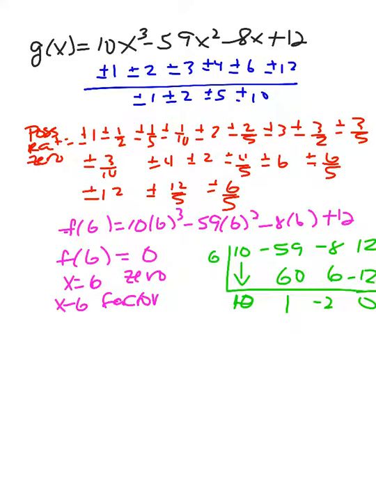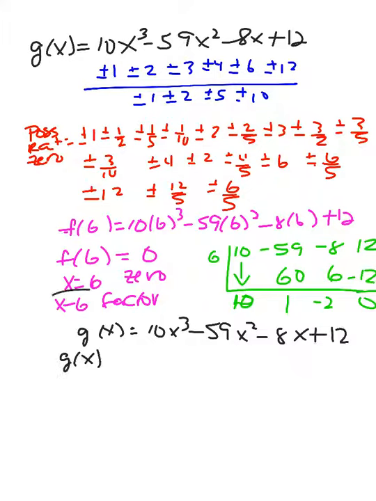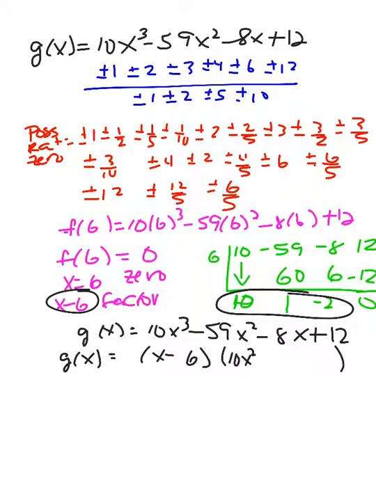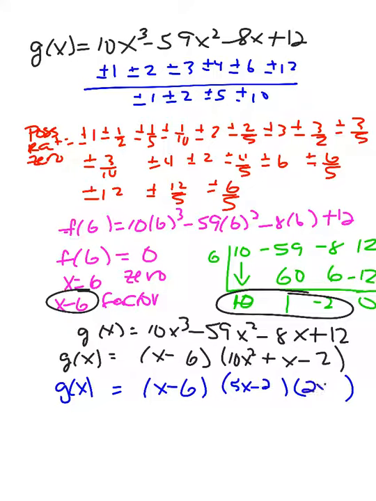Okay, so now this is what I know. G of x is equal to 10x to the third minus 59x squared minus 8x plus 12. I know one of my factors from here, and that's x minus 6, and now I need this factor, and that is 10x squared plus x minus 2. Okay, now I'm going to factor that. So this factors, and that becomes 5x minus 2 and 2x plus 1.